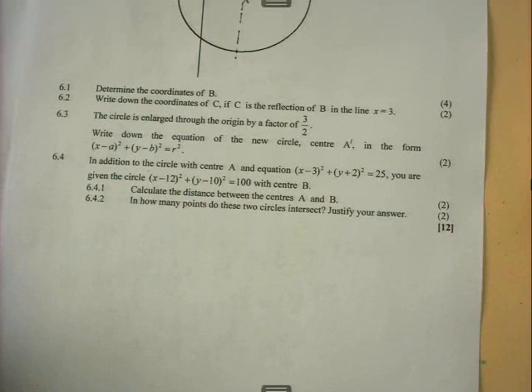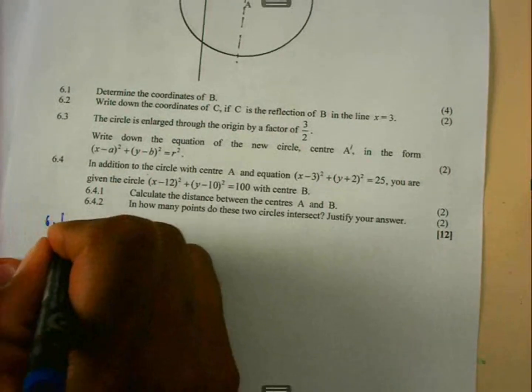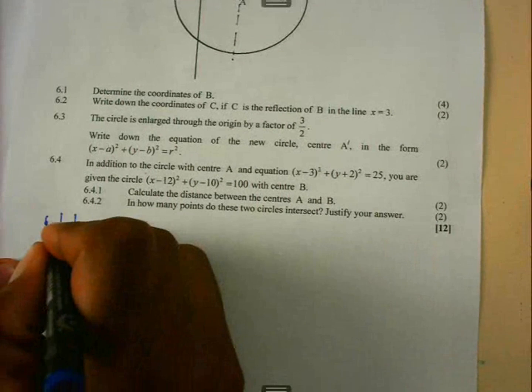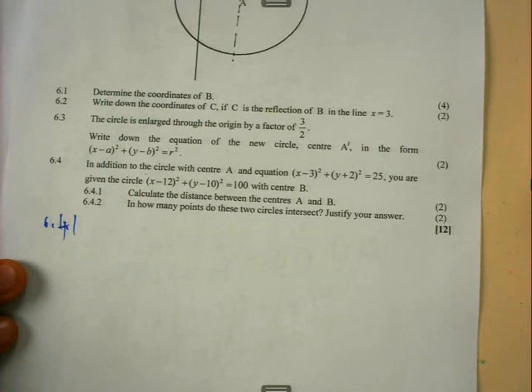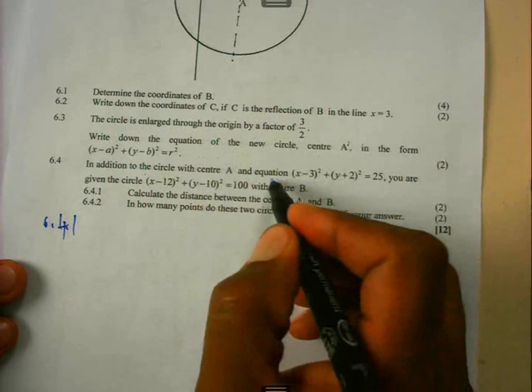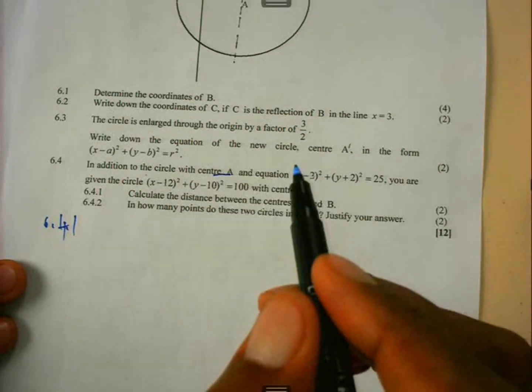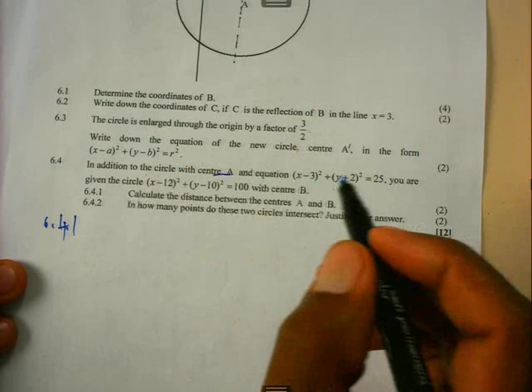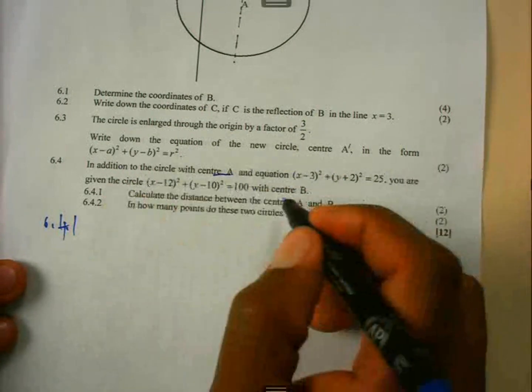Right, thank you very much, boys and girls. Let us look at our solutions now. Let us start with 6.4.1. First of all, we need to calculate the distance between the center A and B. Then it means we need to know what is the center of this circle with the center A, and also what is the center of this circle with the center B.